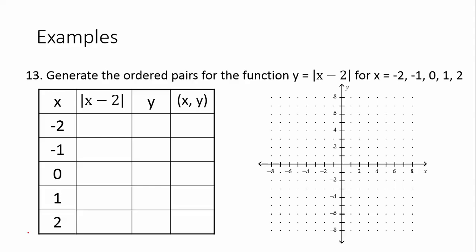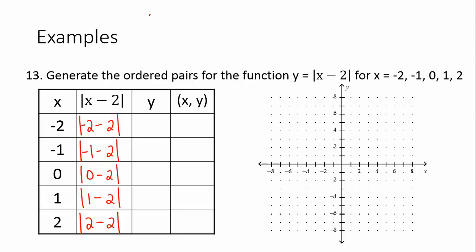Last, I want to do an example that has an absolute value, just so that we're familiar with how this works. This function is the absolute value of x minus 2. So we want to take the absolute value of -2 minus 2, the absolute value of -1 minus 2, the absolute value of 0 minus 2, the absolute value of 1 minus 2, and the absolute value of 2 minus 2. Now remember, absolute value means whatever number is inside is going to become positive. If it's positive, it stays positive, but if it's negative, it becomes positive.